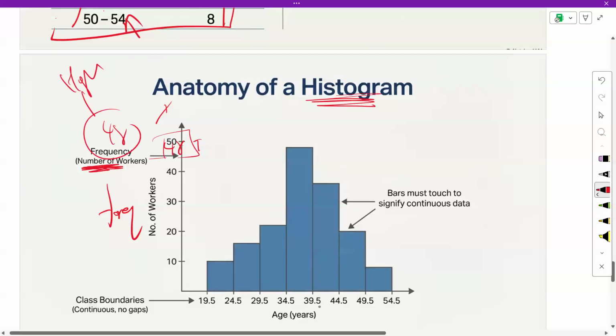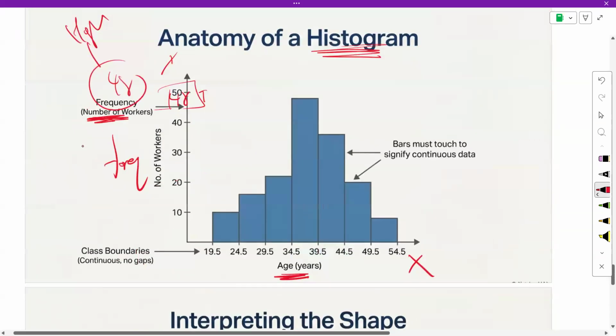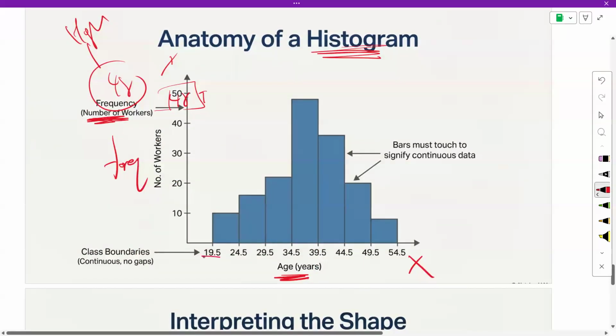And you see the x-axis, age in the class, right here 20 to 24. But we know the actual class boundaries are 19.5 to 24.5 and 24.5 to 29.5. In that way we write the class boundary. And here in the histogram you have to write the class boundaries so that there are no gaps between the classes. So class boundaries are continuous, no gap.